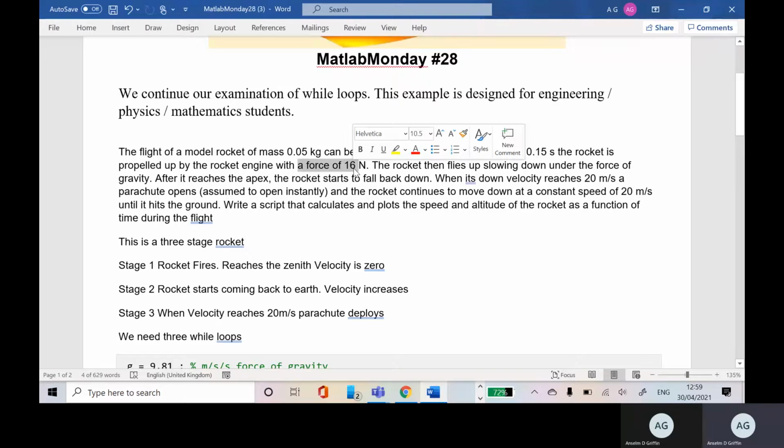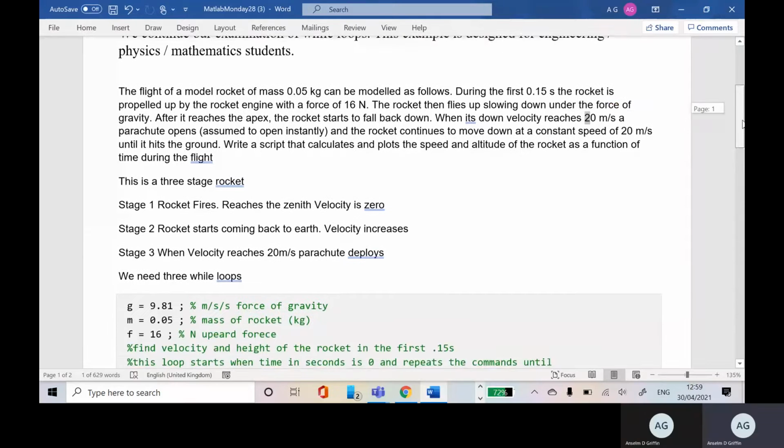It reaches its apex. The velocity will be zero at that particular stage. Then it starts to return to Earth. And remember, when velocity is coming down it is negative. So positive velocity going up, negative when it comes down. So it will actually be minus 20 meters per second. Now the question is left as 20. That's not a typo. It's up to the student to know that on the way down, it's minus 20.